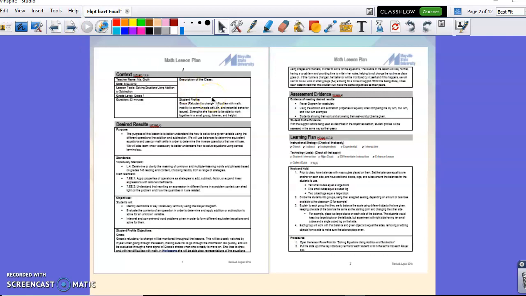First, looking at my lesson plan, it outlines all the major points of this section of the book. The purpose of this lesson is for the students to better understand how to solve for a given variable using different operations like addition and subtraction. In this lesson, balances will be used to develop an understanding of equivalency, as well as the students using inverse operations to practice their math skills.